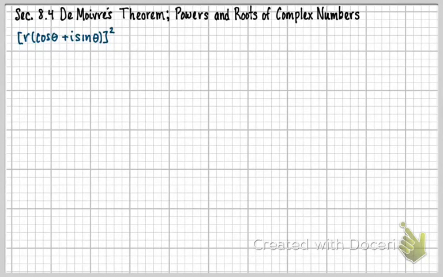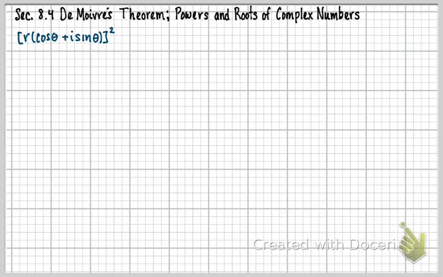Section 8.4, De Moivre's theorem, powers and roots of complex numbers. To start this section off, I want to talk about r(cos theta plus i sin theta) squared. This is one of the cases that I get for De Moivre's theorem, but we're just going to work it out.